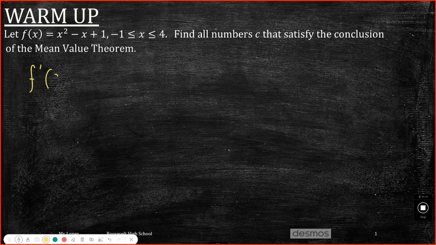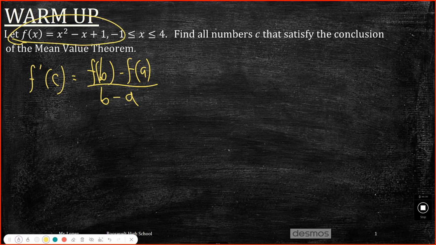f prime of C equals f of B minus f of A over B minus A. So let's take the derivative of f. What's the derivative of f? That's going to be 2x minus 1, equals what? 4 minus -1.